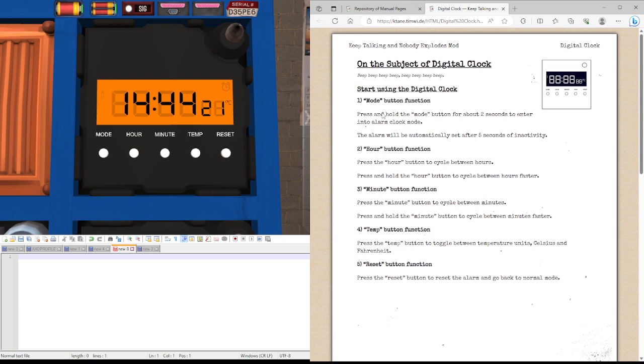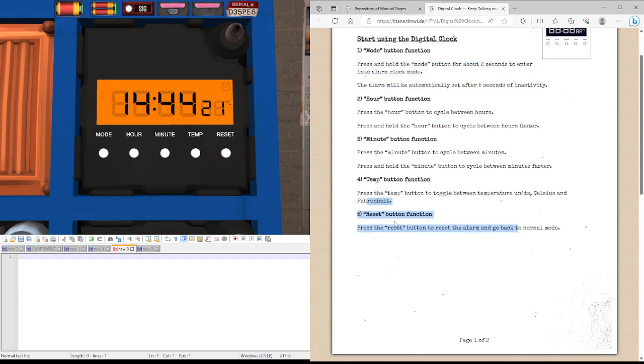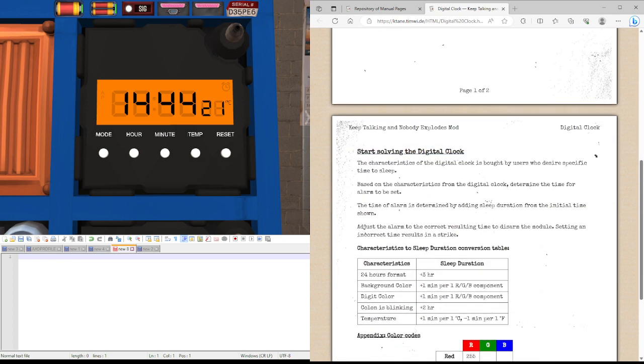Okay, I think if you go into submission mode, you can quickly press the reset button and come back out of it again. Let's just see that. Yes.